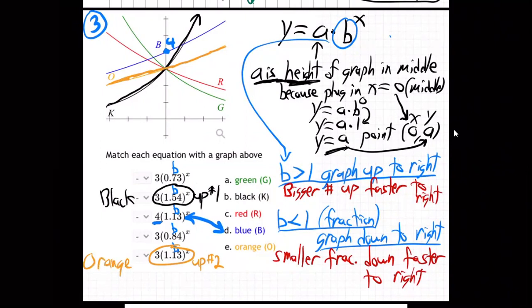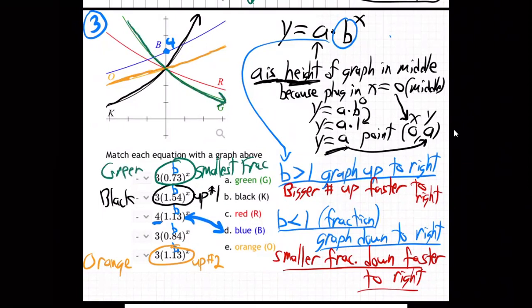Orange. Now, the red and the green are going down. Which one's which? Well, which fraction? Smaller fractions go down faster. So the smallest fraction must be the green. That's the 0.73, the smallest fraction. So that's the green. See how the green graph goes down the fastest, followed by the red. That's going down because it's 0.84, which is less than one. It's a fraction. Fraction or decimal, same thing, right? It's going down, but not as fast as the green. So that's the red. And this one right here was the blue.